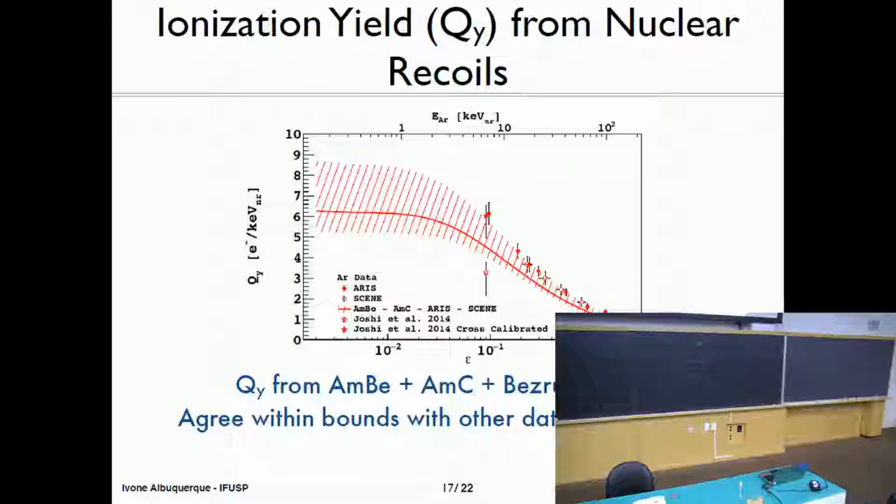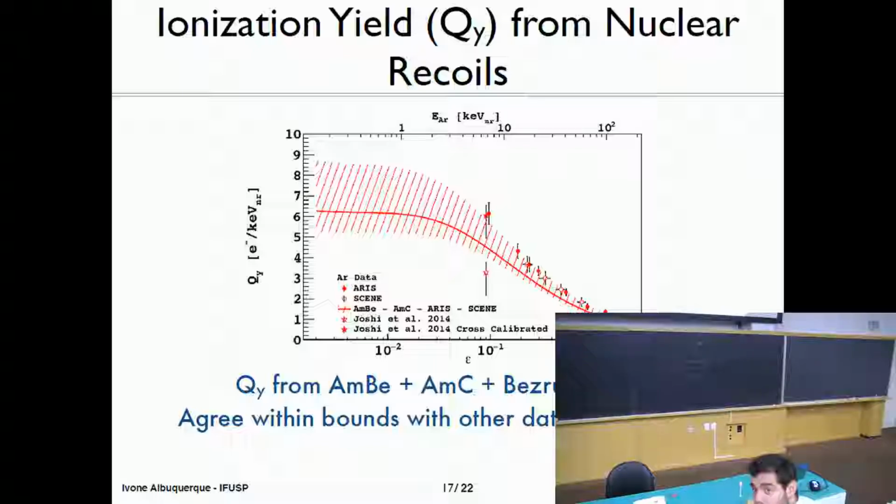So here's the ionization yield, mainly the number of electrons per keV extracted. This is reduced energy, which is an eight-dimensional constant that's proportional to the energy and depends on the target atom. So in red here is what we get from our calibration with AmBe, AmC, and the simulation with this model, and we get our red curve. And these are data points that come from other experiments.